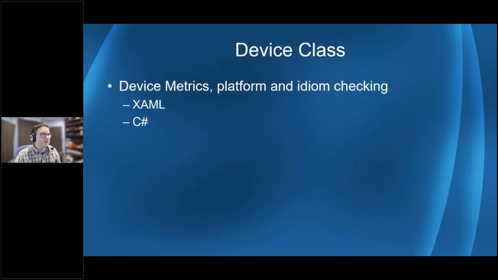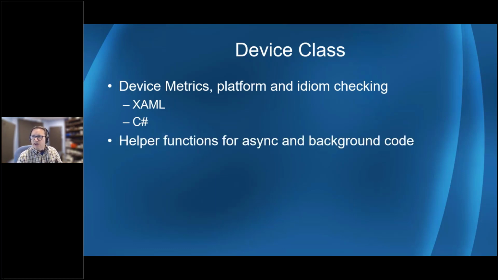So let's talk a little bit about the device class. Device class gives you device metrics, platform, and idiom checking. So platform would be the operating system. Idiom would be, is it a phone? Is it a tablet? Is it a desktop? And so forth. And you can check it in both XAML and in C#. And it also provides helper functions for doing async and background code.